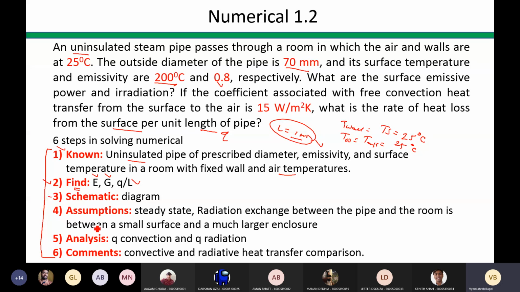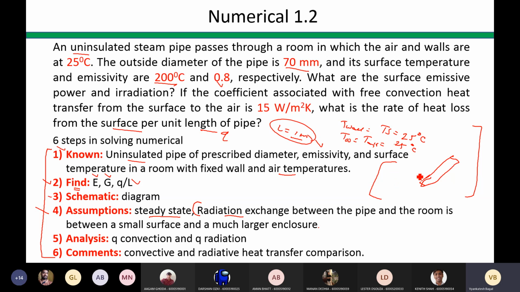Then if you want, you can draw the schematic representation of the situation which is given, and then the assumptions. In assumptions, we know this is a steady state problem, right? Then the radiation exchange between the pipe and the room is between a small surface and a much larger enclosure. Now, why are you considering this second assumption? See, you have a pipe, a steam pipe like this, and this is kept in a large room like this, correct?